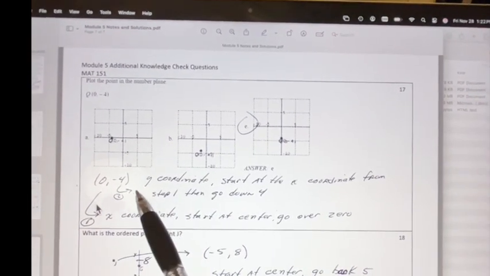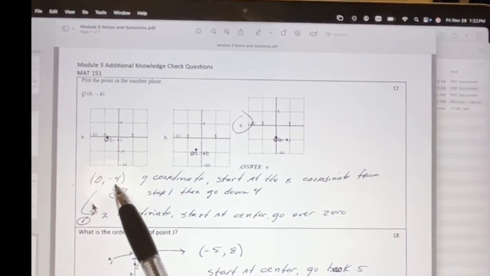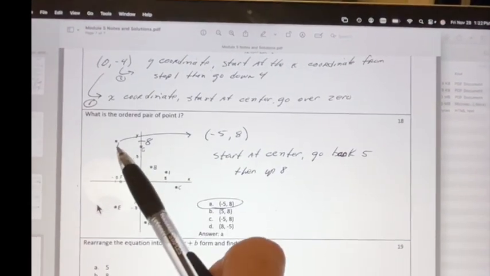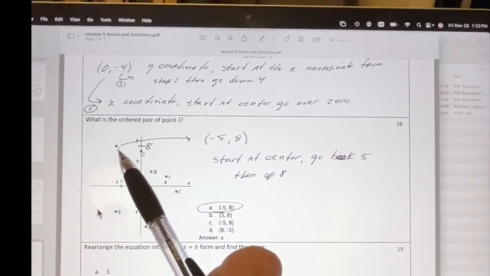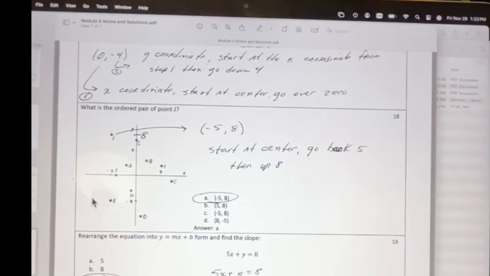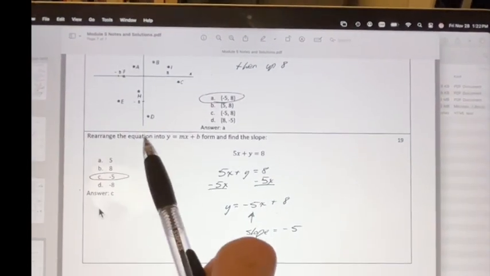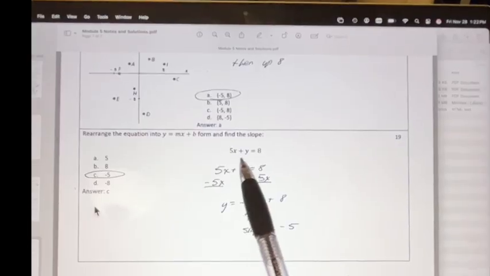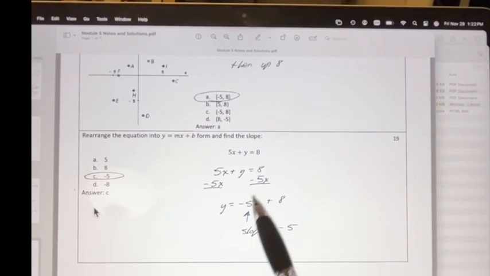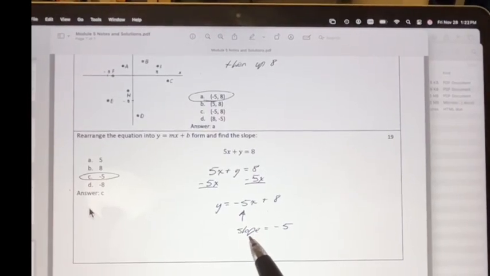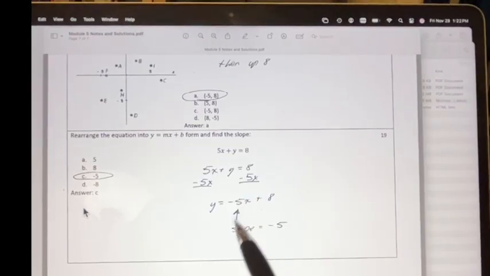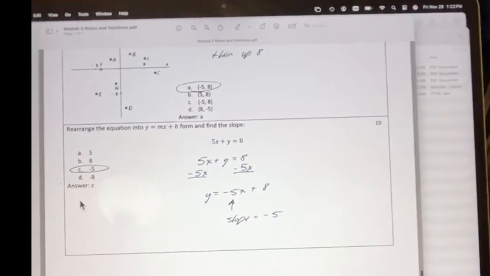This is if you need help in plotting the point 0, -4. I've got some directions for you. And same thing in here, if you need help with naming the coordinates of this point here, got a little bit of help there. And then rearranging the equation. If you remember rearranging from last unit, subtract 5x on each side, go through the steps, and then identify your slope. There you go, and that's it.